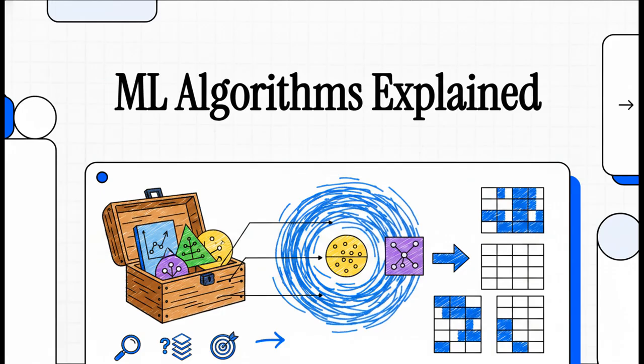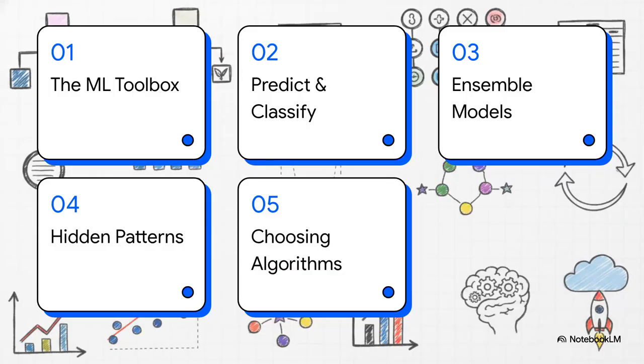I want you to think of machine learning not as some mystical, unknowable AI wizardry, but simply as a highly structured toolbox. And inside this toolbox, just specific mathematical tools, algorithms, with each one designed to solve a very specific type of data problem. So here is our game plan for today. We're going to start by opening up the machine learning toolbox, then move into predicting and classifying data. After that, we'll explore ensemble models and the power of teaming up, uncover some hidden data patterns, and finally, wrap things up with a handy cheat sheet for choosing the right algorithm.